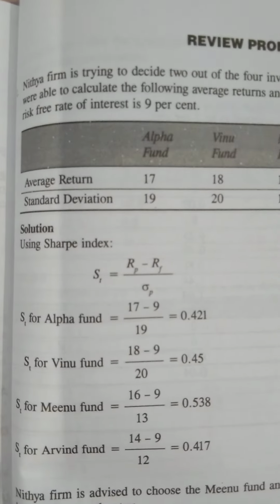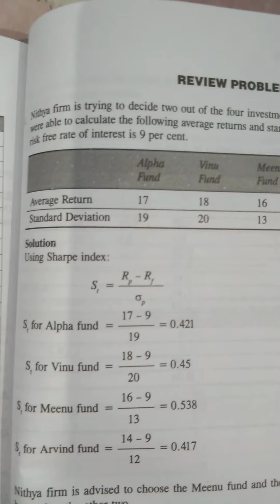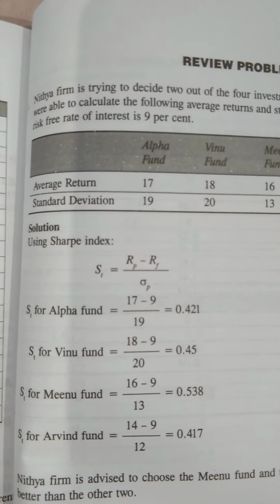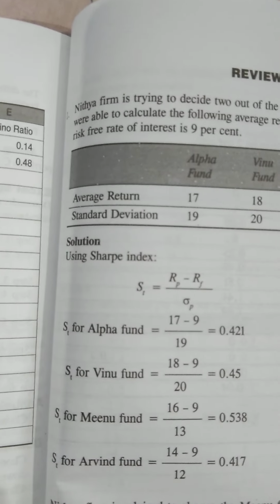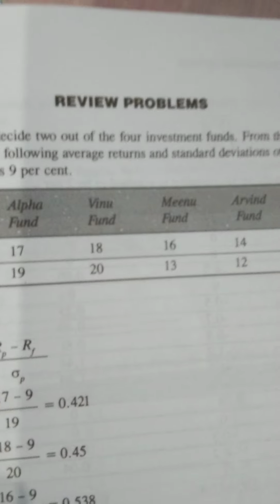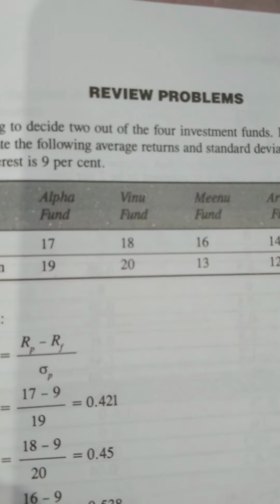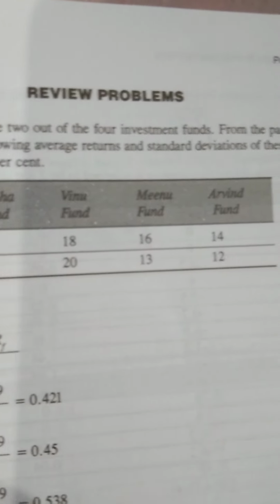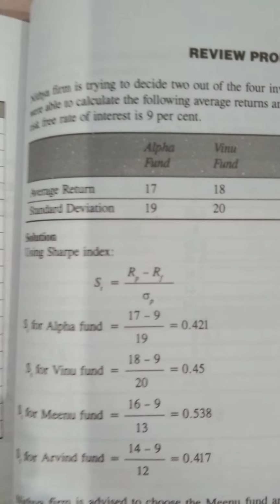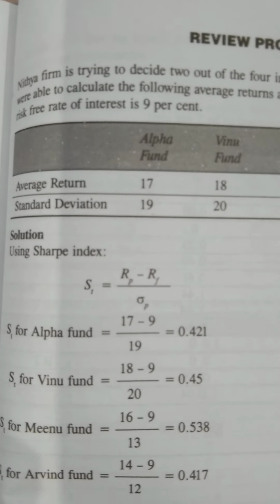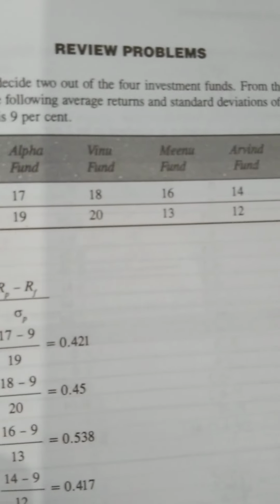Look at this question. A firm is trying to decide on two out of the four investment funds. From the past performance, they are able to calculate the following average return and the standard deviation of the funds.